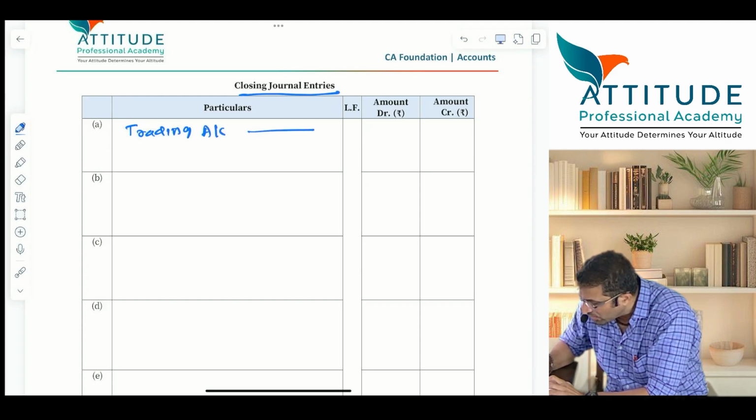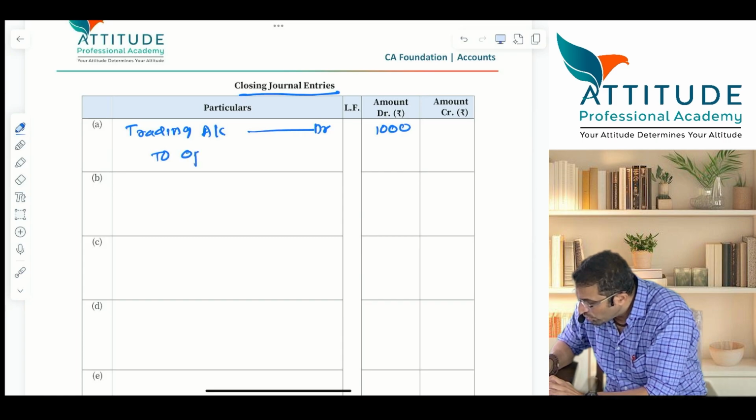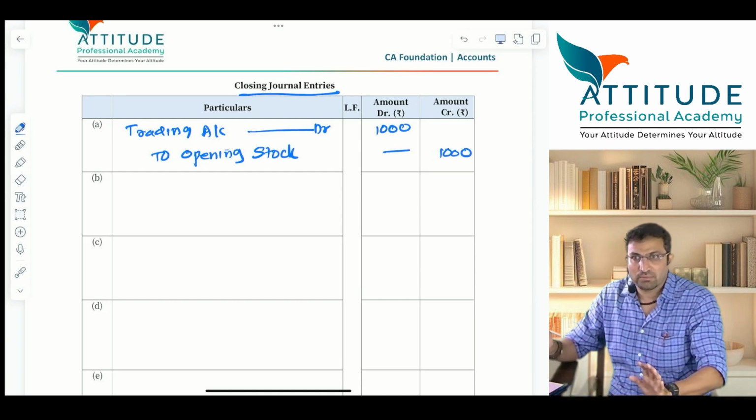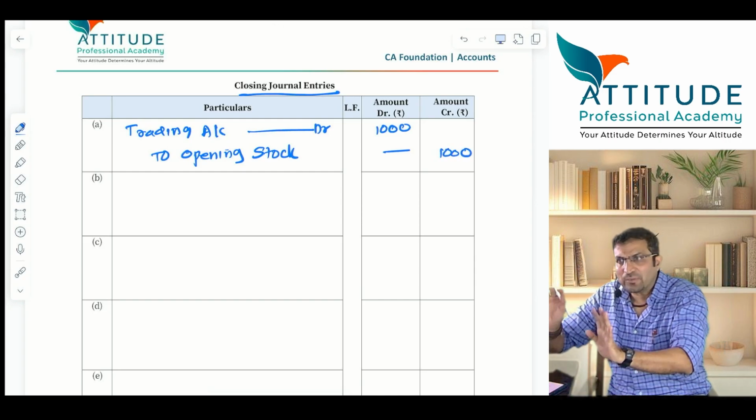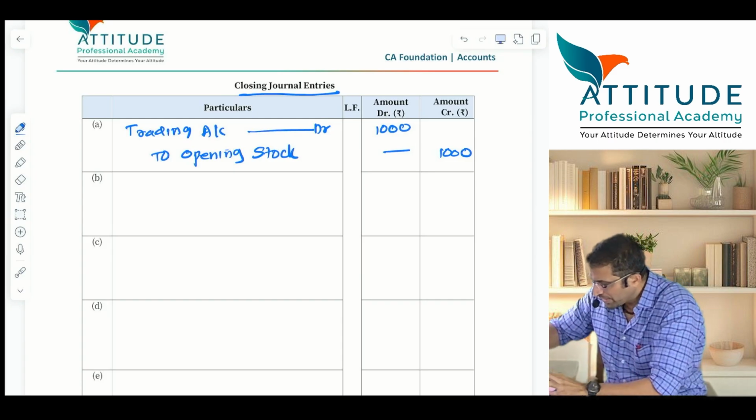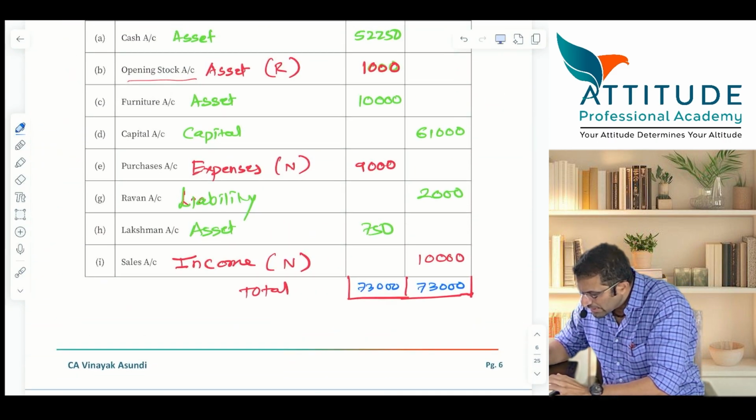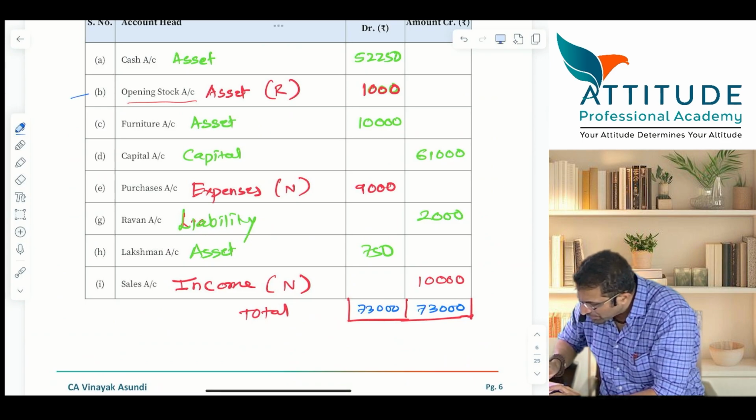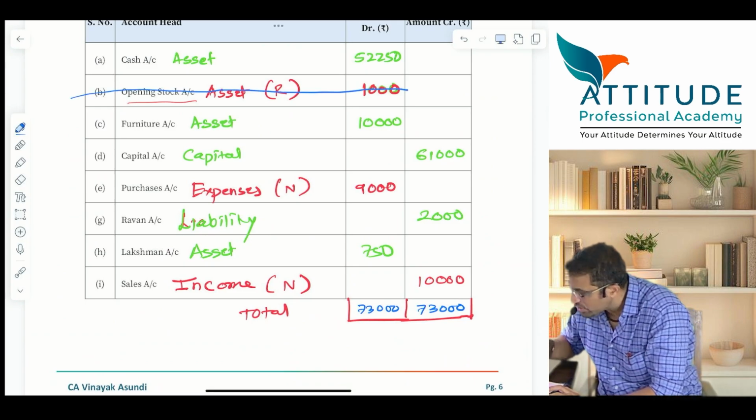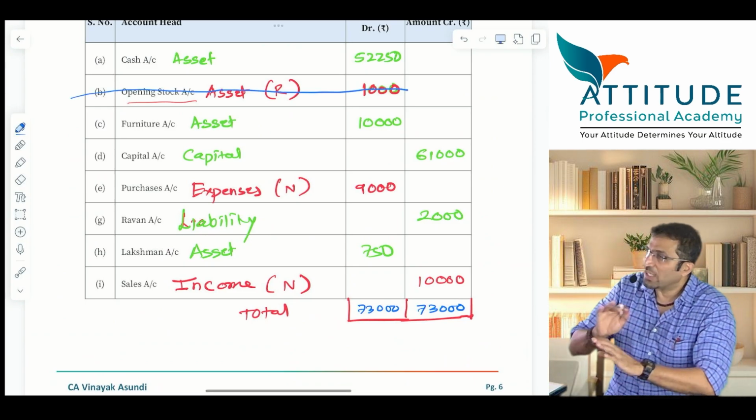Trading account debit to opening stock. Now tell me, opening stock account gets closed. Is that clear? Now wait, I'll give you time. Sir, can I strike off this? This account gets closed. Can I strike off? Yes, that account is closed.